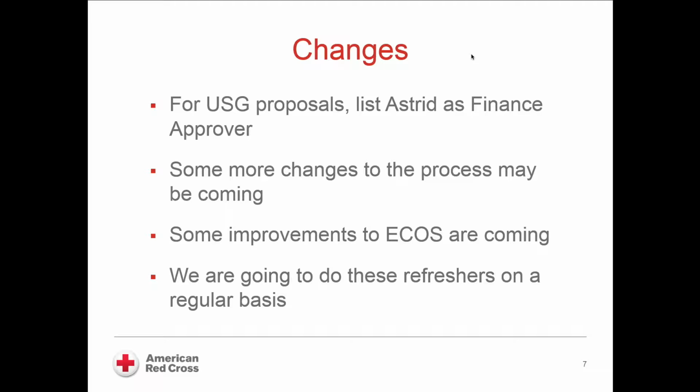Also want to note that there's some more potential changes to the process that may be coming from the corporate side of things, so we'll let you know about those as things get worked out. There's also some improvements to ECOS that are coming to the process. So those two things combined make it necessary for us to do these refreshers on a more regular basis, potentially once a quarter or maybe once every couple months. So we'll be doing these much more regularly so that everyone can stay up to date on how to get their stuff approved.